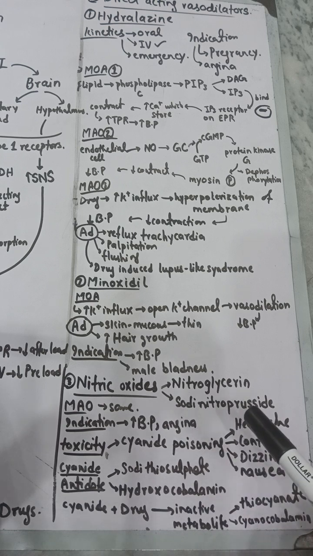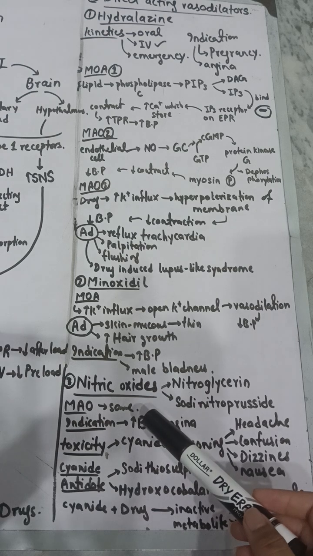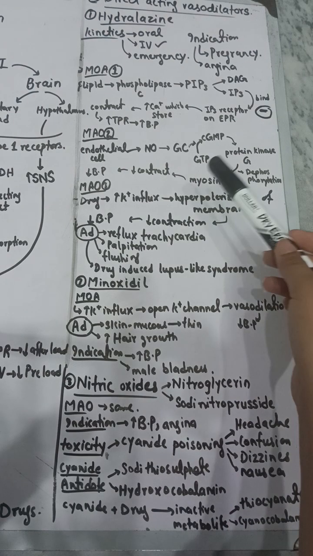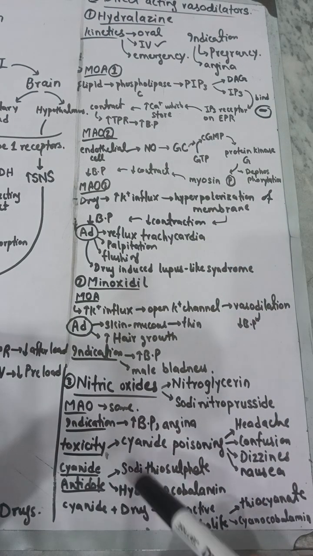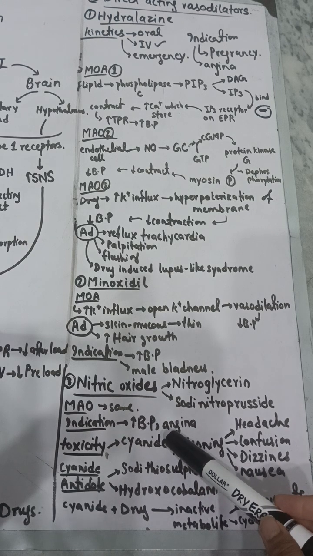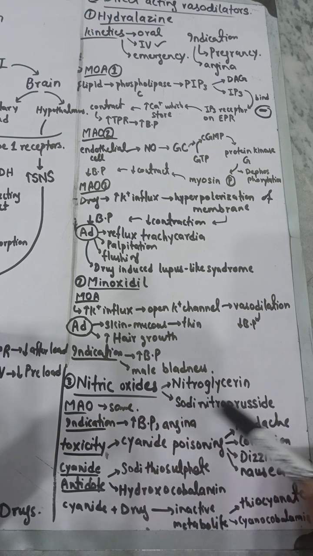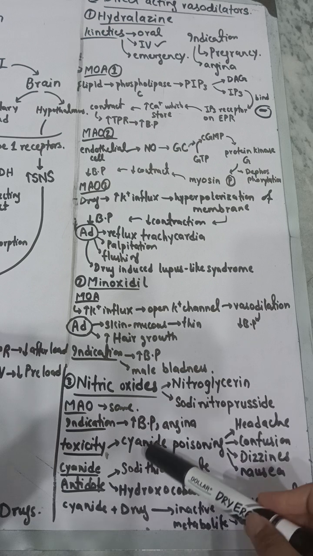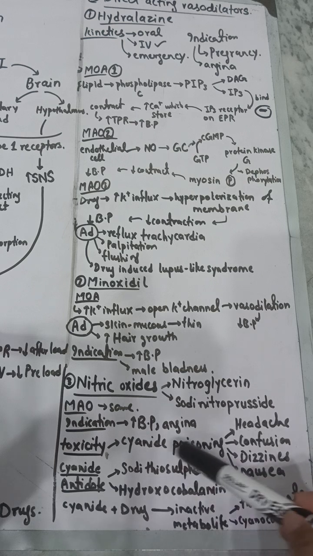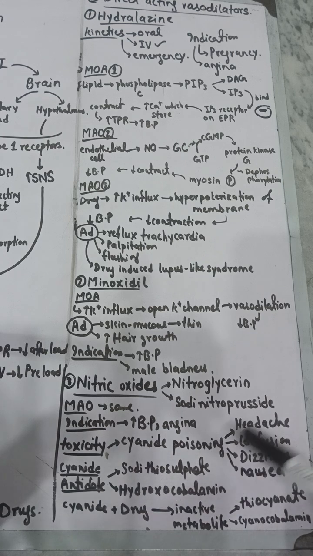Second, sodium nitroprusside can also be given, but there is a side effect of sodium nitroprusside. Its mechanism is just similar to what we explained earlier as the second mechanism. It can be given to a hypertensive patient or to an angina patient. Toxicity: it can cause cyanide poisoning because in sodium nitroprusside a cyanide group is present, due to which poisoning can happen when you take that drug for a prolonged time, and the symptoms are headache, confusion, dizziness, and nausea.